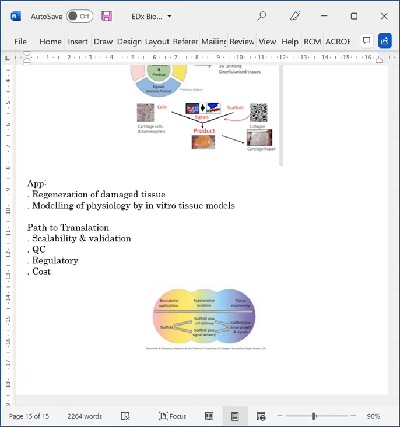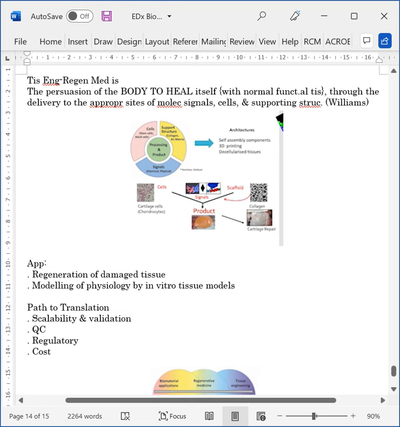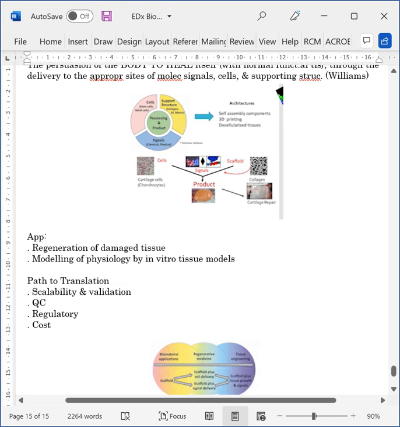So that is definitely a concern and assurance that you have regulatory aspects associated and taken into account. Again, tissue engineering is an area that can be quite costly. So again, this is something to consider.